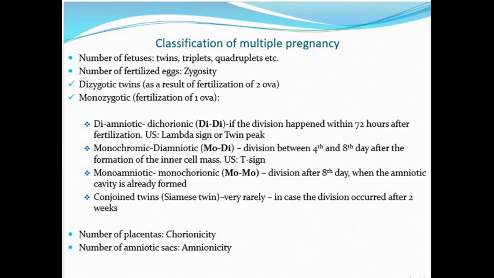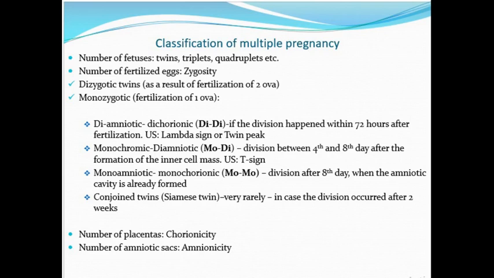Then we may also have another case where we have monochorionic and diamniotic twins. That means we have one chorion or placenta and two amnions. This usually occurs when the division takes place between the fourth and the eighth day of fertilization of the inner cell mass. And also on ultrasound, you may find a sign called a T sign, which I'll show you soon.